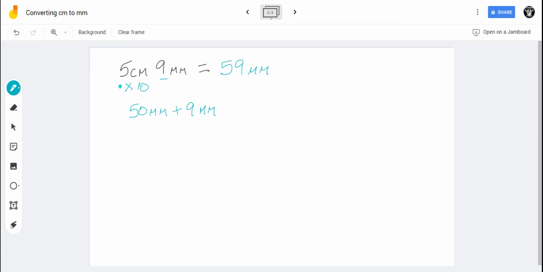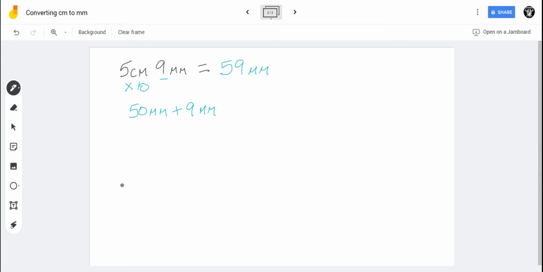Let's go ahead and estimate that for a second. If it was 10 millimeters here, that would be another centimeter, so that would be 6 centimeters. 6 centimeters times 10 would be 60 millimeters. So by estimating, I can see that my answer here for 5 centimeters and 9 millimeters is fairly reasonable.